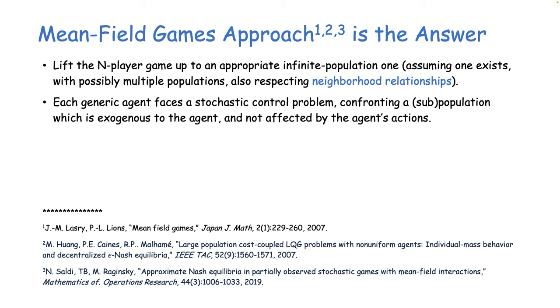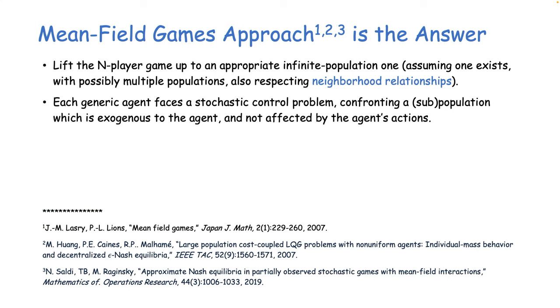Now, if that's the case, each player is an atom. So what that means is that any deviation of a player from an equilibrium or from any strategy does not affect what's called the mean field itself, because each player's influence on that aggregate quantity is infinitesimal. So therefore, each generic player in this case faces a stochastic control problem. So you have turned the game into a stochastic control problem, confronting a subpopulation if the agent is in a particular population. And that exogenous process is from infinitesimal contributions of other players. And it is not affected by the agent's own actions.